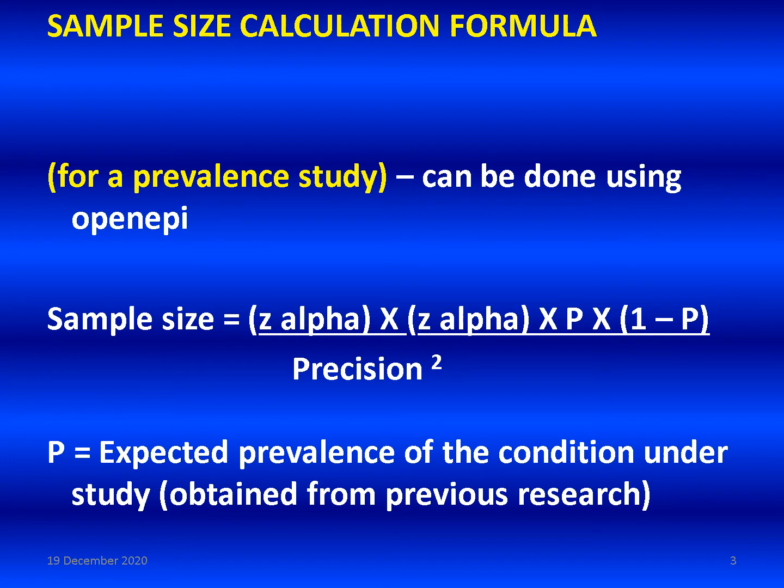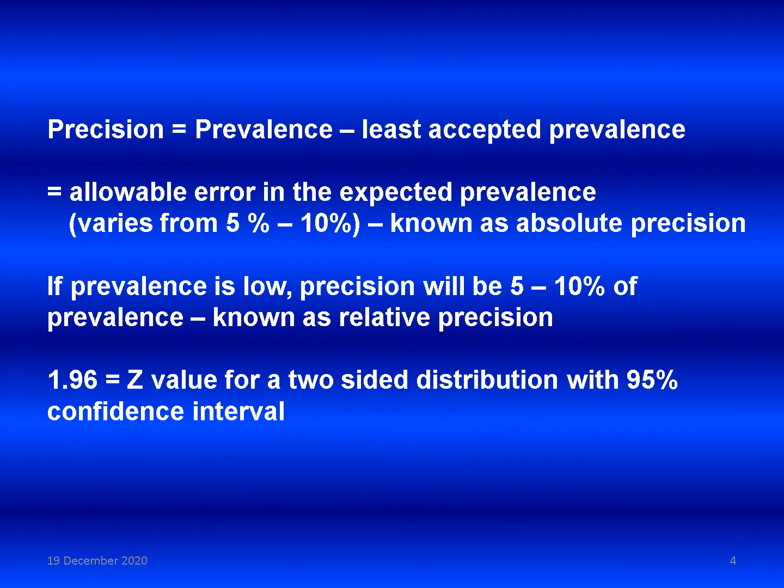It is obtained from previous research. Precision, as already discussed, is the difference between prevalence and the least accepted prevalence. How much variation in prevalence is acceptable for our study. It is otherwise known as allowable error in the expected prevalence. It can vary from 5% to 10%. We can take absolute numbers, 5% to 10%, any number based on the previous research.